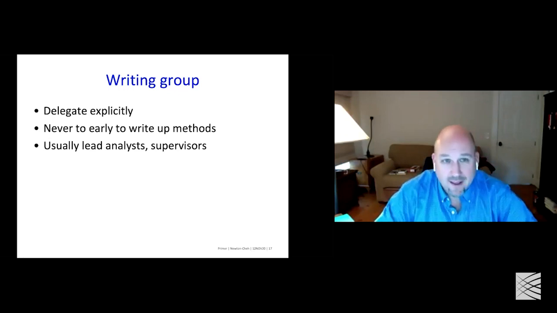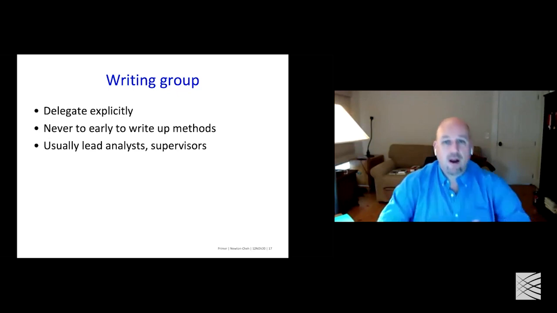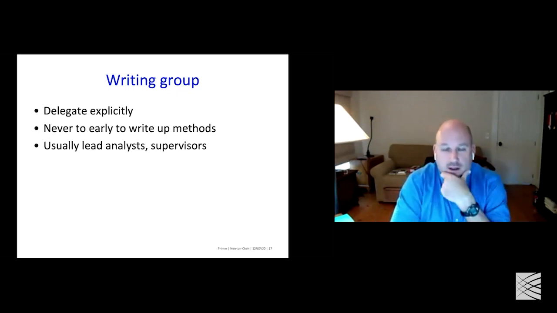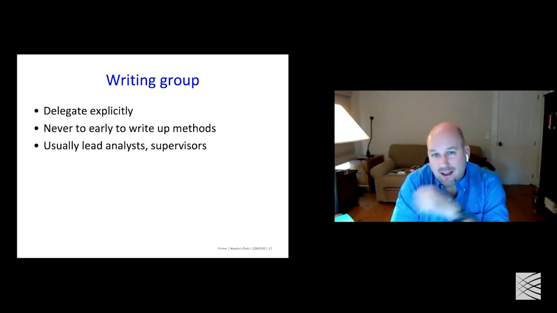I can't highlight enough the importance of delegating explicitly. Groups of people don't get things done in a collective sense. Individual people who are members of a group get things done, and there's nothing more frustrating than 2 people doing the same thing when only one person is required, or no person working on something because each thought the other was working on it. It is never too early to write up methods.